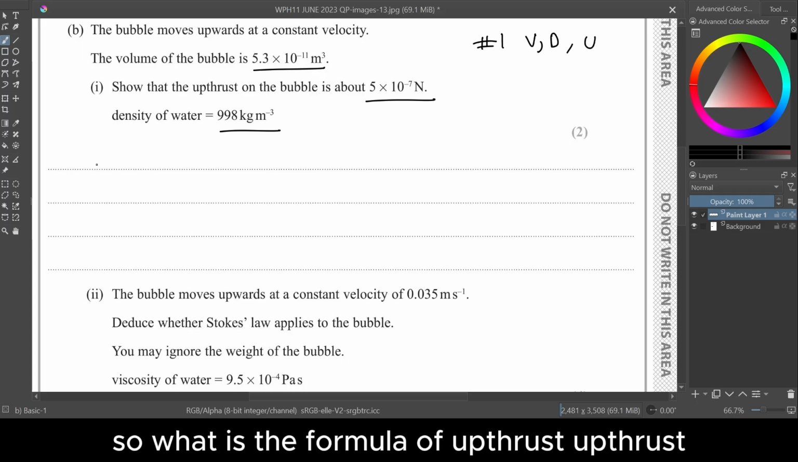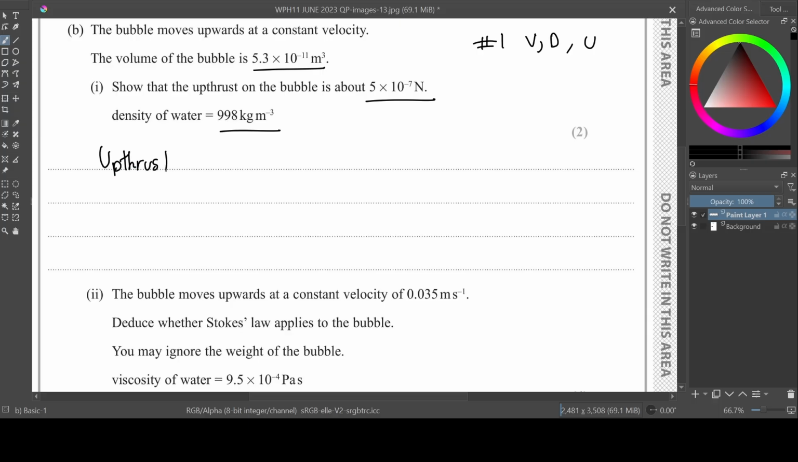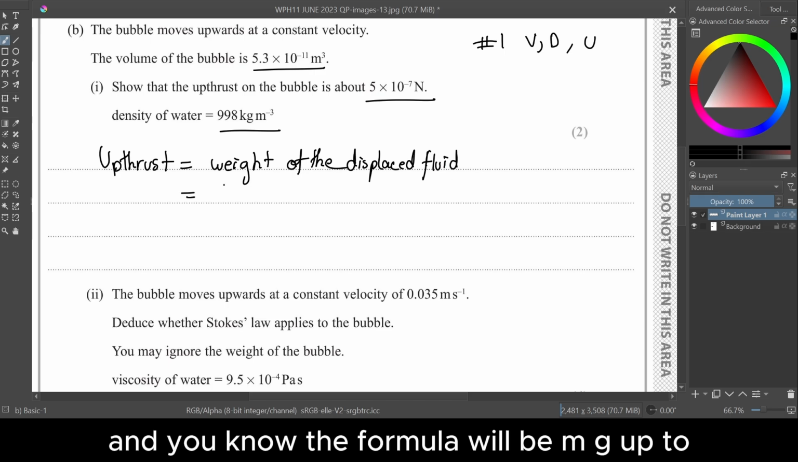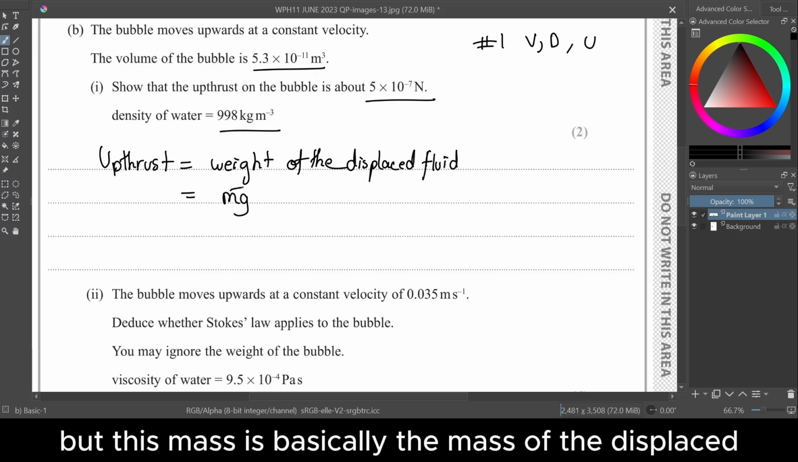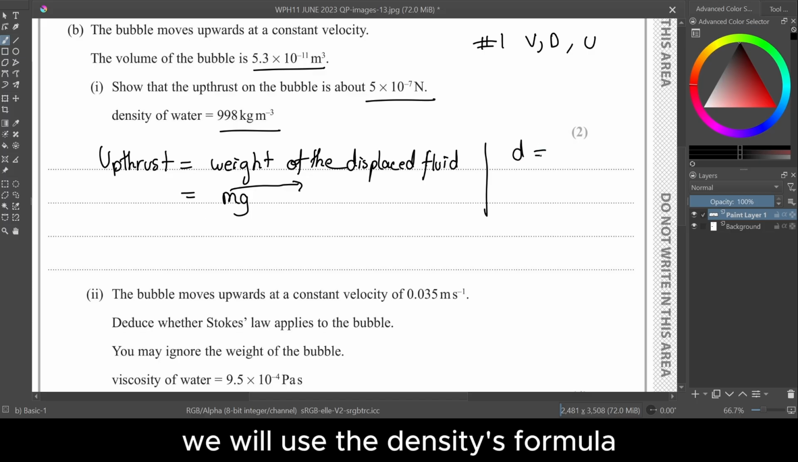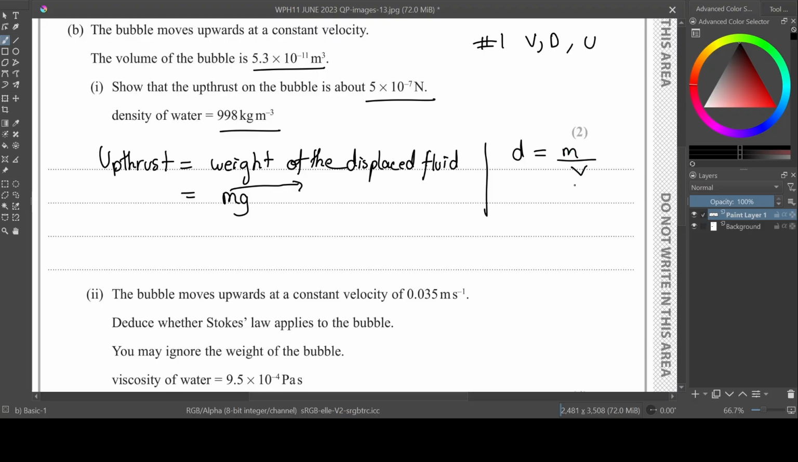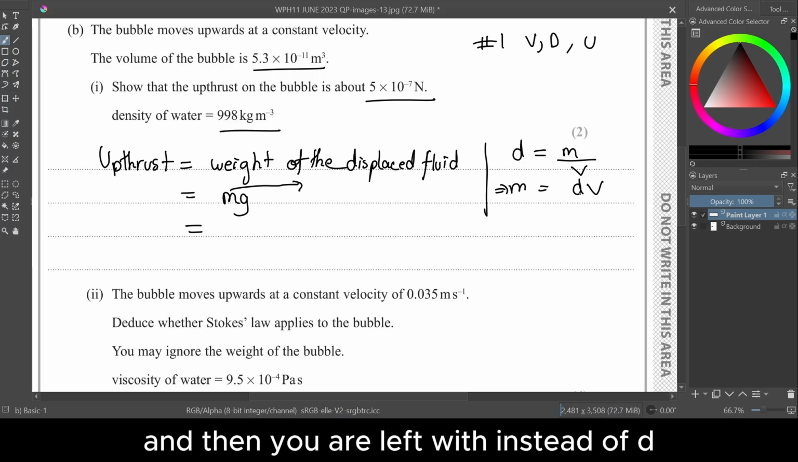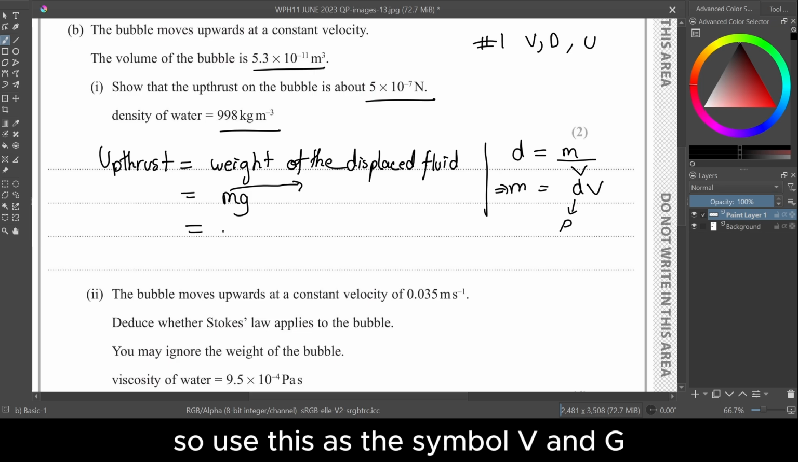Okay, so what is the formula of upthrust? Upthrust is equal to the weight of the displaced liquid, or fluid. Okay, and the formula will be mg. Upthrust is equal to mg, but this mass is basically the mass of the displaced liquid. Now we will use the density formula, which is density is equal to mass by volume, and make it mass equals to density times volume. Then use the density symbol rho, V and g.